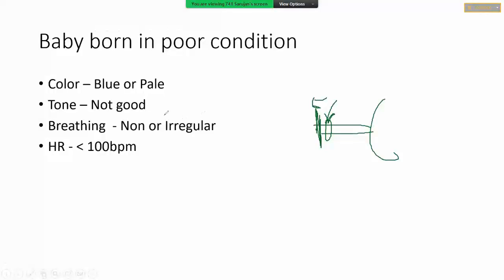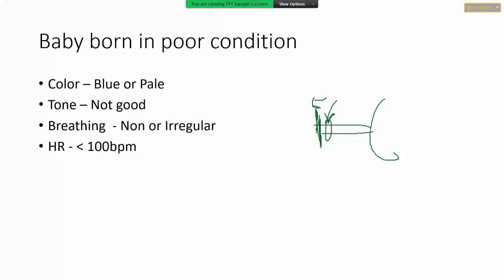So these are the conditions we consider as a poor condition for the baby at the time of delivery. Like the color. Usually the child should be pink. If it's blue or pale, that is bad. Usually the child should be moving all the limbs properly. If there's no movement or lack of tone, that is a poor condition. Breathing: the respiratory rate should be between 20 to 60 and there should be proper breathing.